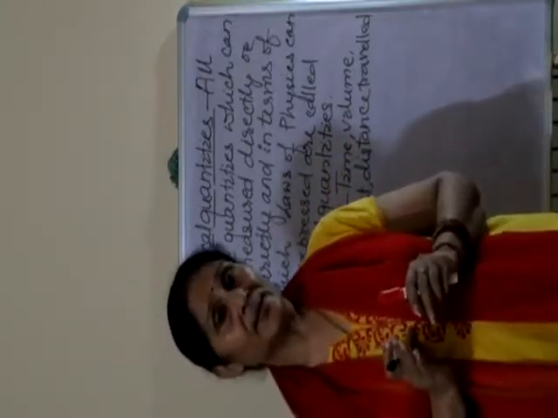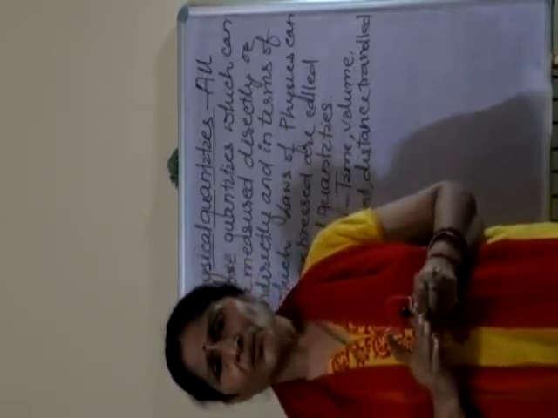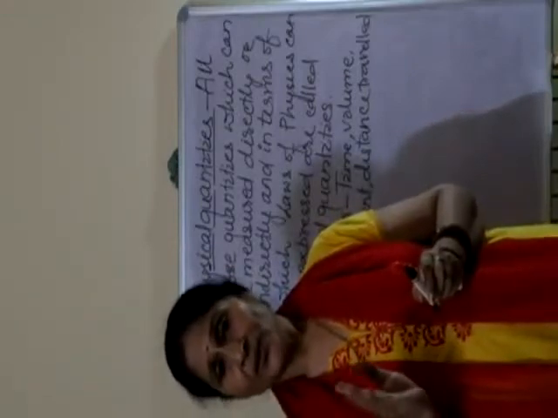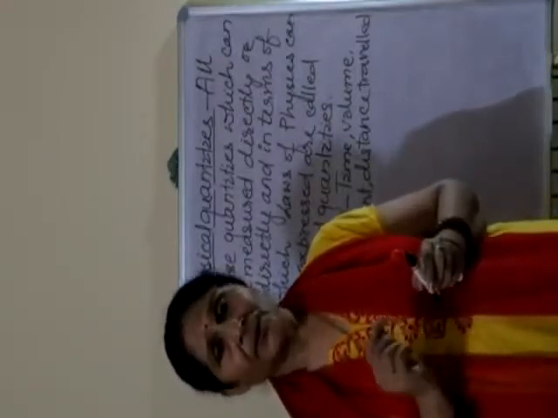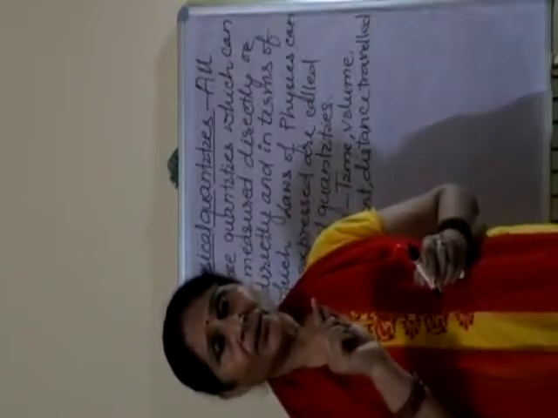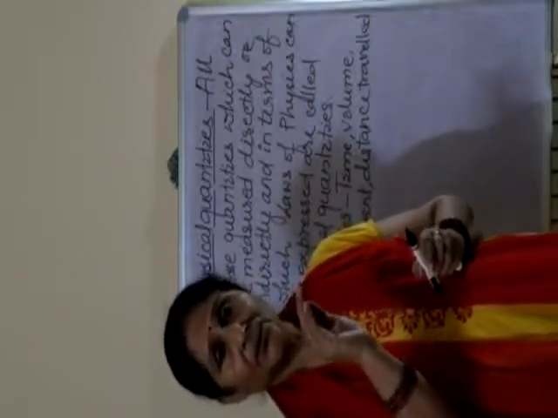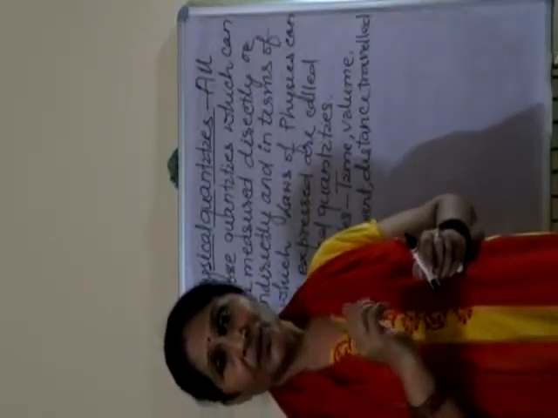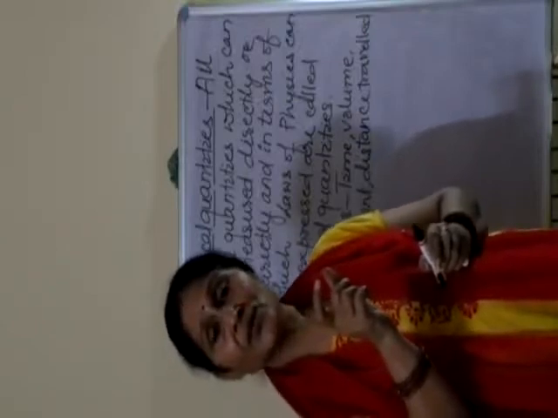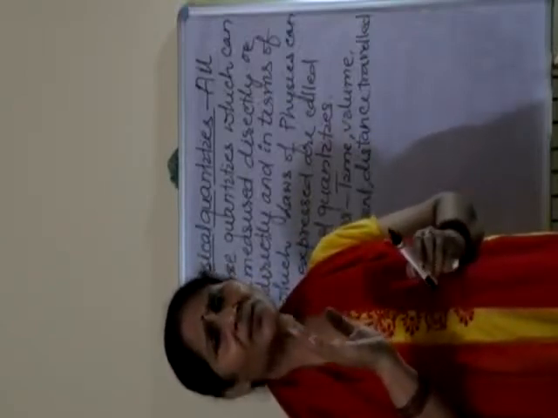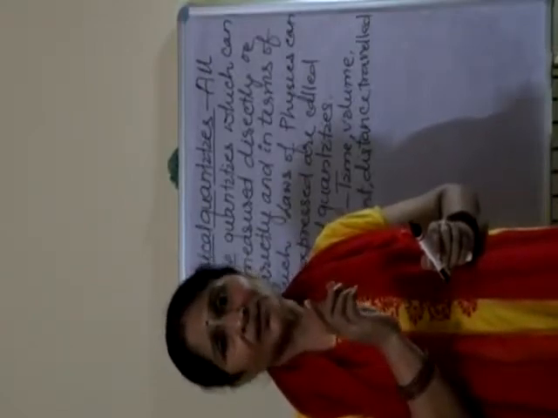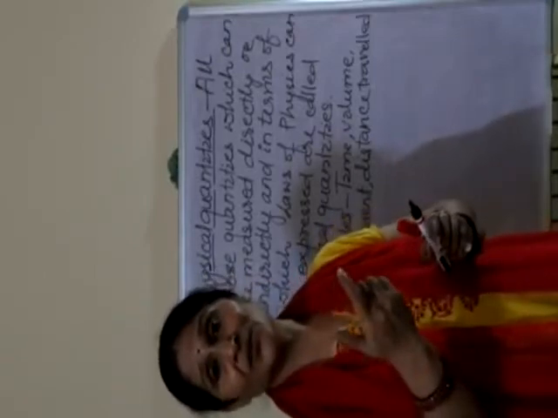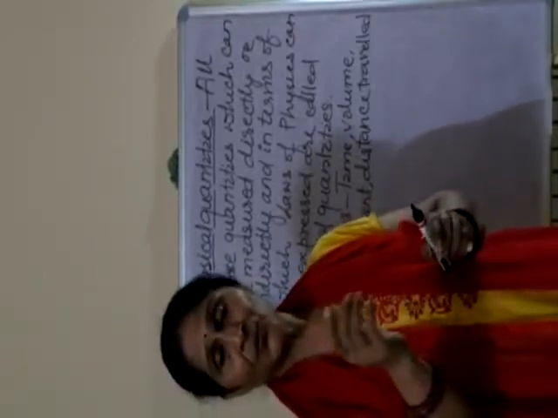Scalar quantities are those physical quantities which only require magnitude for its complete description. For example, you take speed. When we say a vehicle is going on the road with a speed of 10 km per hour, here 10 km is the magnitude of the speed. Only we are concerned with this 10 km in case of a speed. When we have to say in which direction it is going, then another physical quantity will come here. So only magnitude we require.